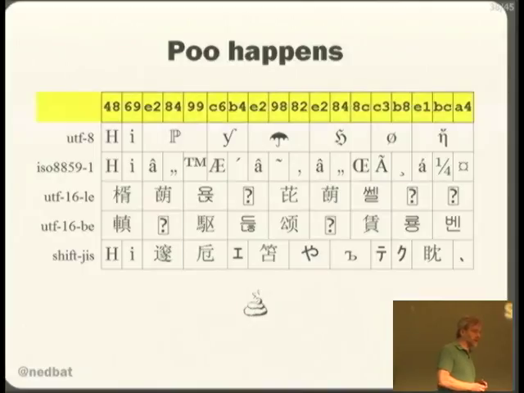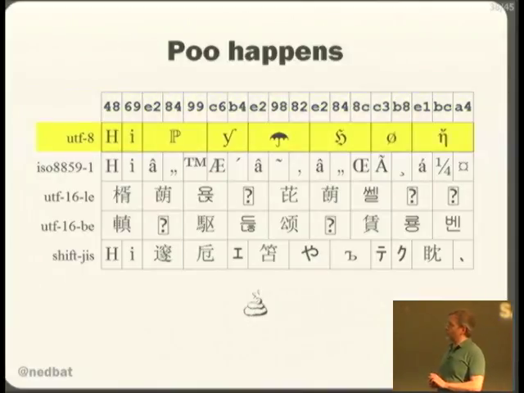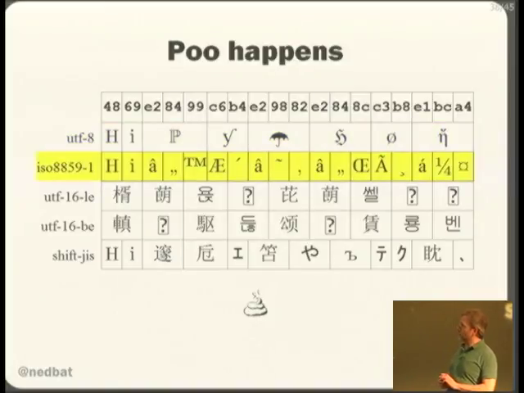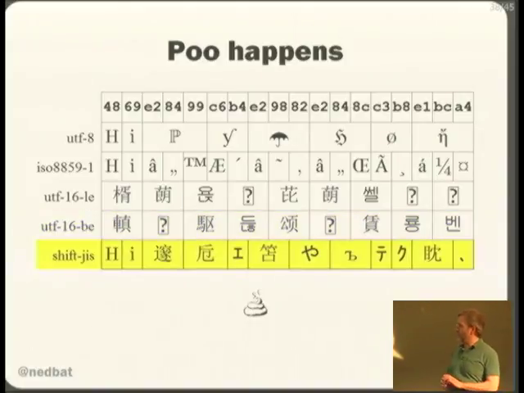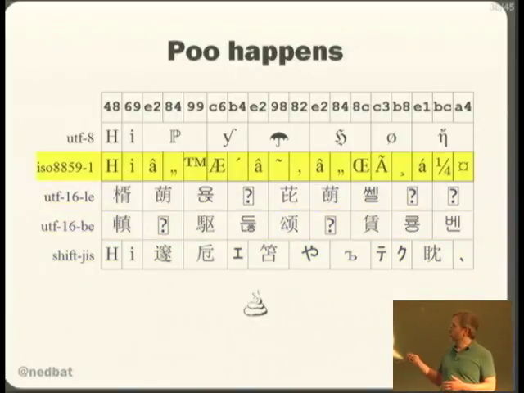Here's an example of our byte stream for our fancy characters, properly decoded with UTF-8, and then improperly decoded as ISO-Latin 1 and UTF-16, and another form of UTF-16, and an old 2-byte Shift JIS. All of those decodings work, but they produce garbage. You may be familiar with this style of garbage where there's lots of A hats and A accents. That is the classic telltale sign that you got UTF-8, but you thought you were dealing with ISO-Latin 1.